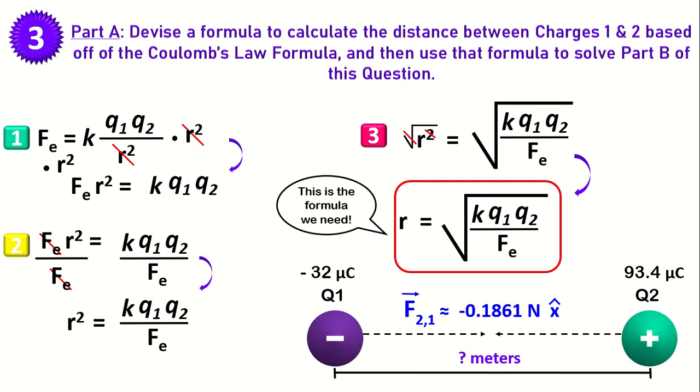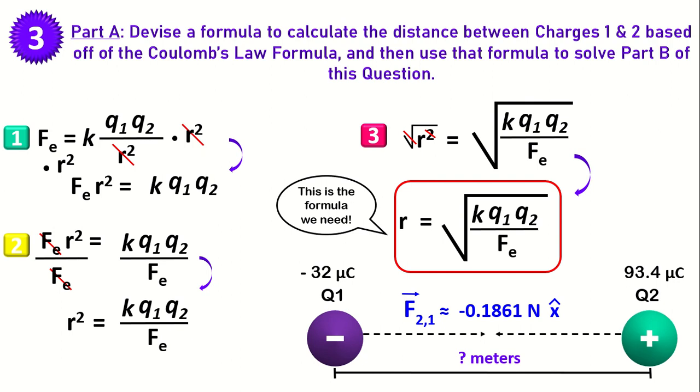So I just wanted to clarify, charge 1 is equal to negative 32 microcoulombs, and charge 2 is equal to 93.4 microcoulombs, and the force on charge 2 due to the presence of charge 1 is negative 0.1861 newtons in the negative x direction.